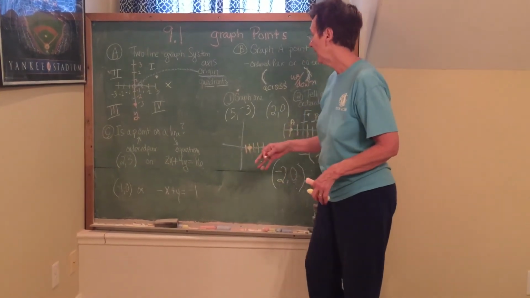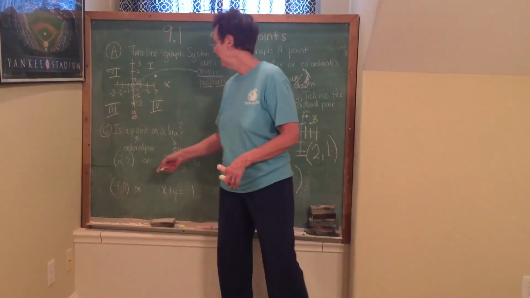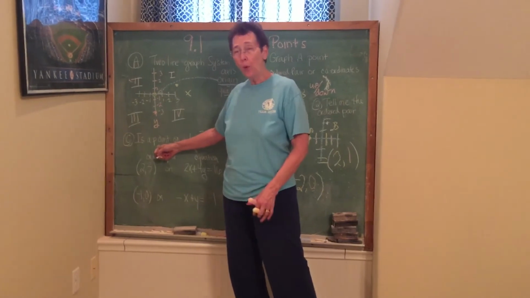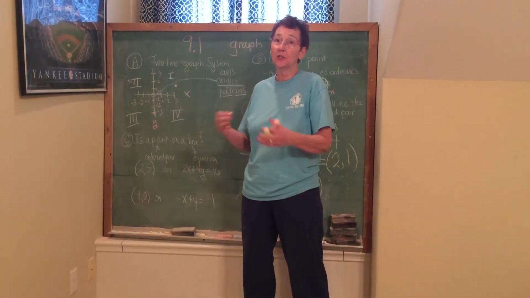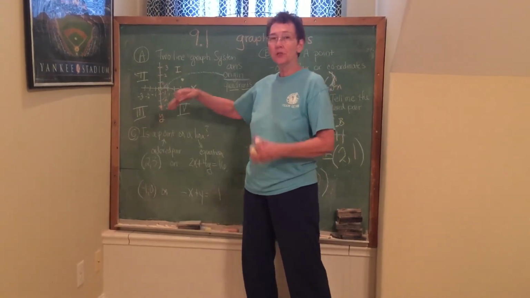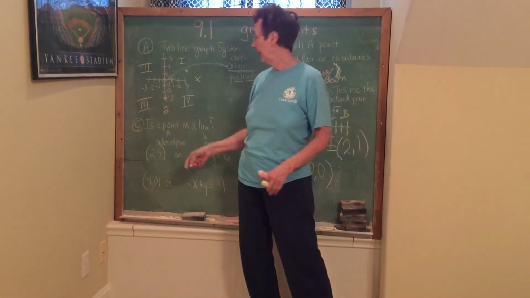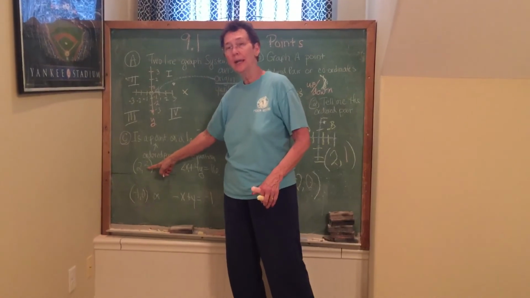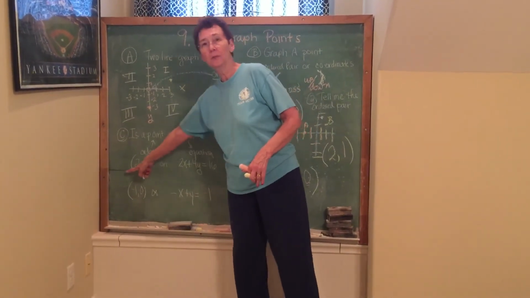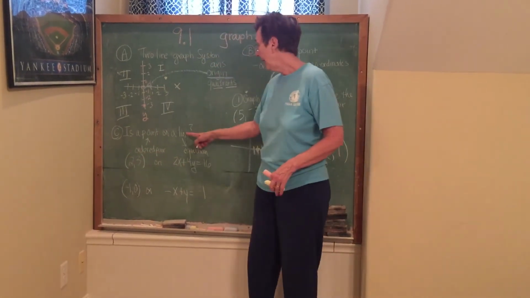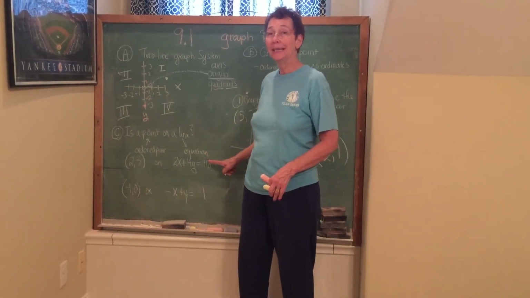The third thing that they're going to ask you to do in section 9.1 is they're going to ask you, is a point on a line? They want you to prove to yourself that it's actually on a line. So I had a bunch of points, I drew a line in between them, and I want to know if this particular point is actually on that line. A point will always be described as your ordered pair. A line will always be described as an equation.